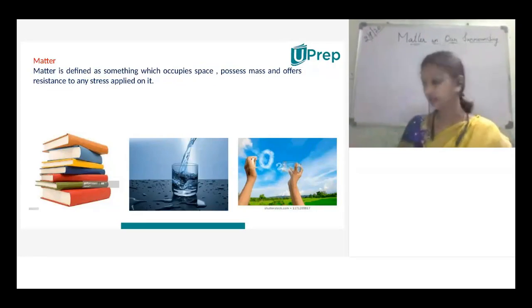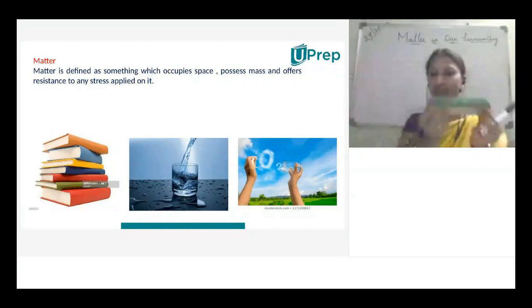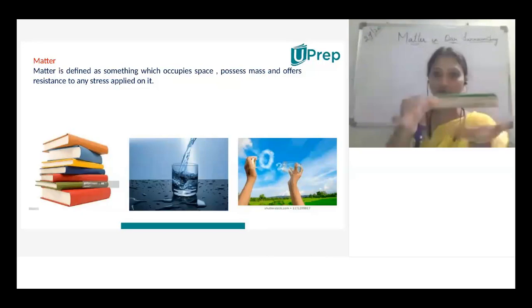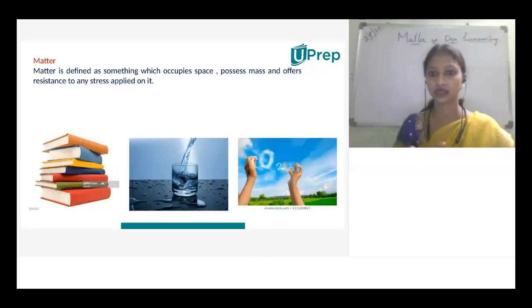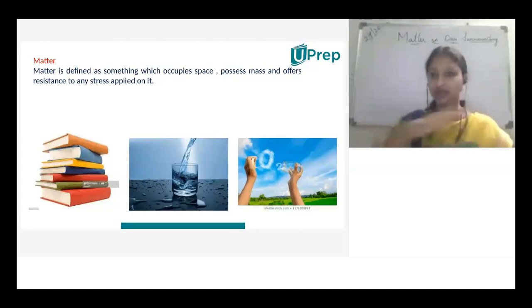If I hold this duster, it is considered matter, children, because it occupies some space. When I place the duster on my palm, it occupies space and I feel its mass. When I apply stress, I can see the object is present here. So we can simply say that it is matter.